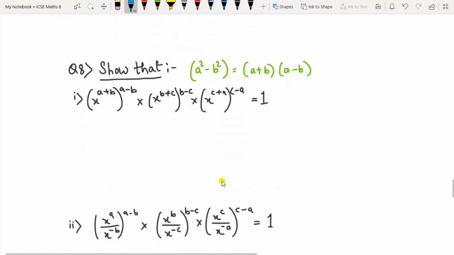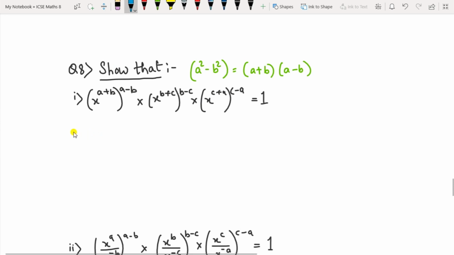Okay. This is question number 8. In question number 8, you have to use the formula a square minus b square equal to a plus b in one bracket and a minus b in the other bracket. So now you have to solve this equation to get the answer as 1. Now this is x raised to a plus b, a minus b. So b plus c, b minus c, and c plus a, c minus a. So here a plus b, a minus b is given. So you have to write a square minus b square.